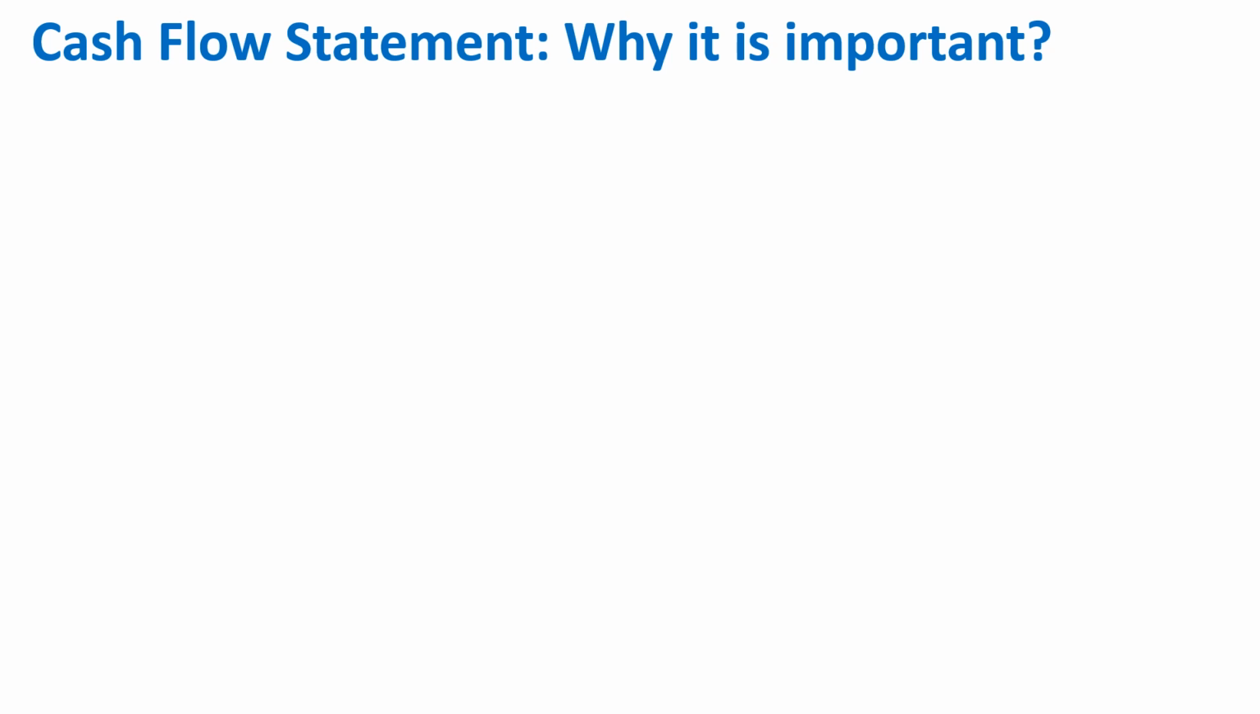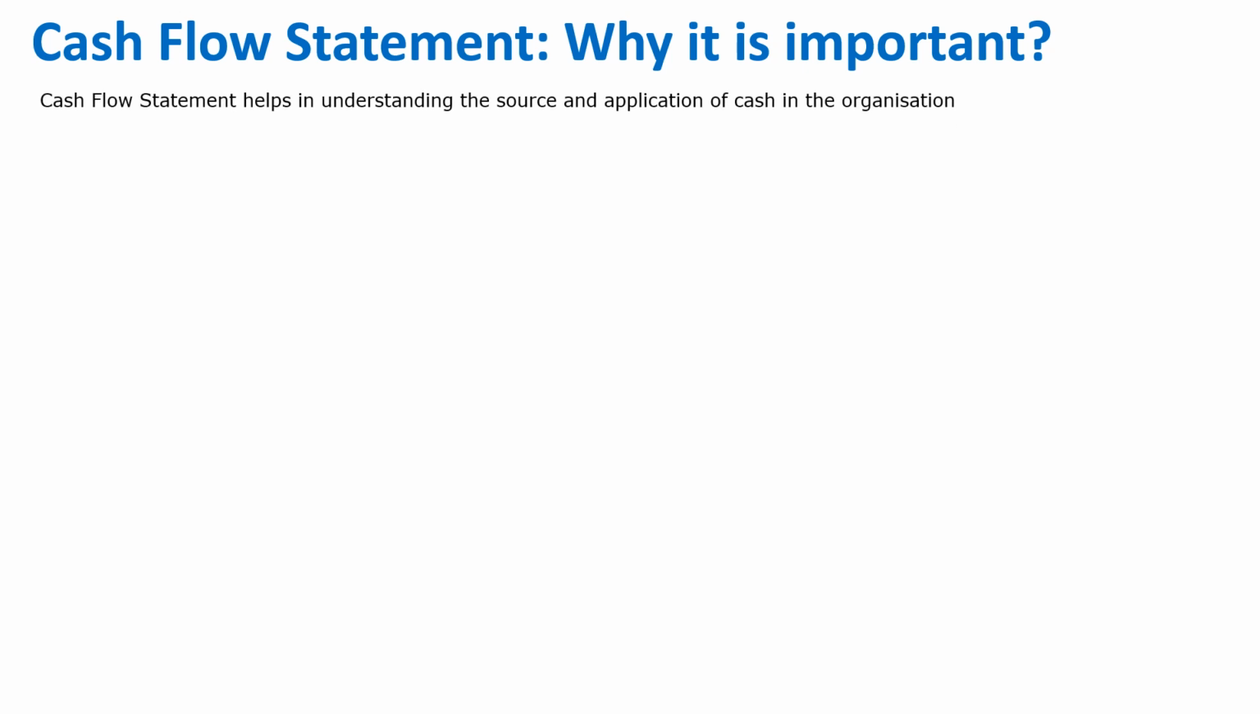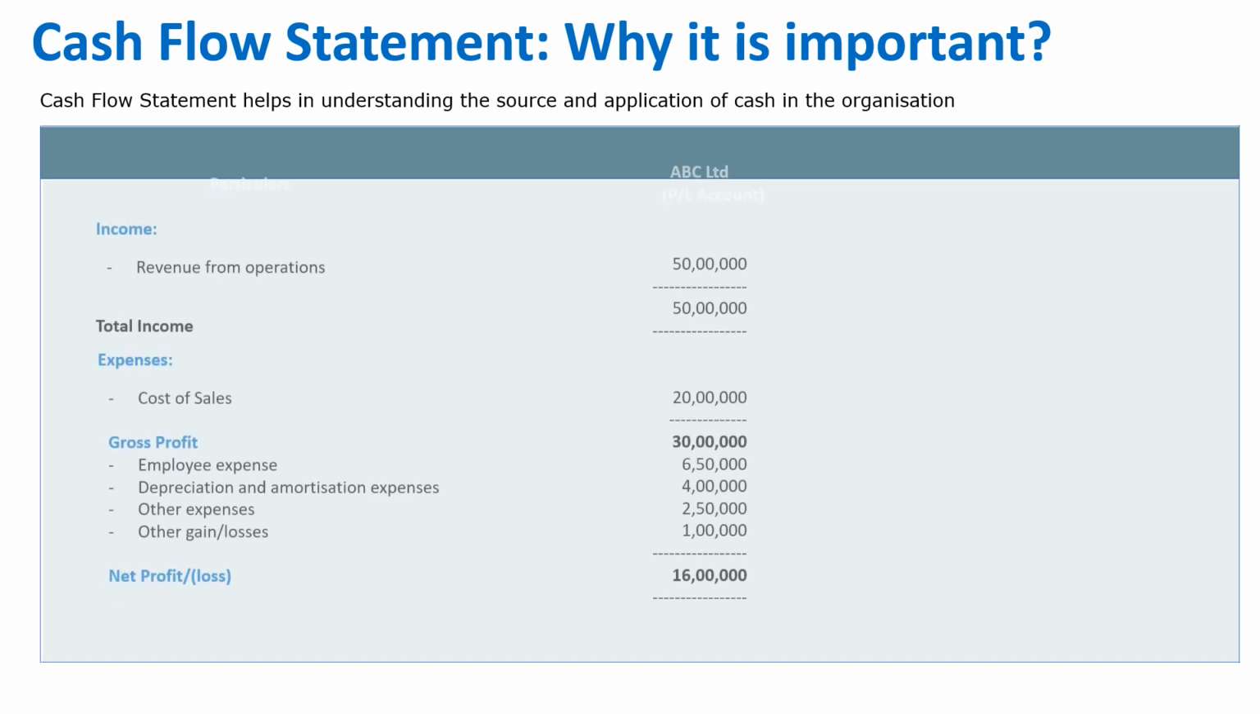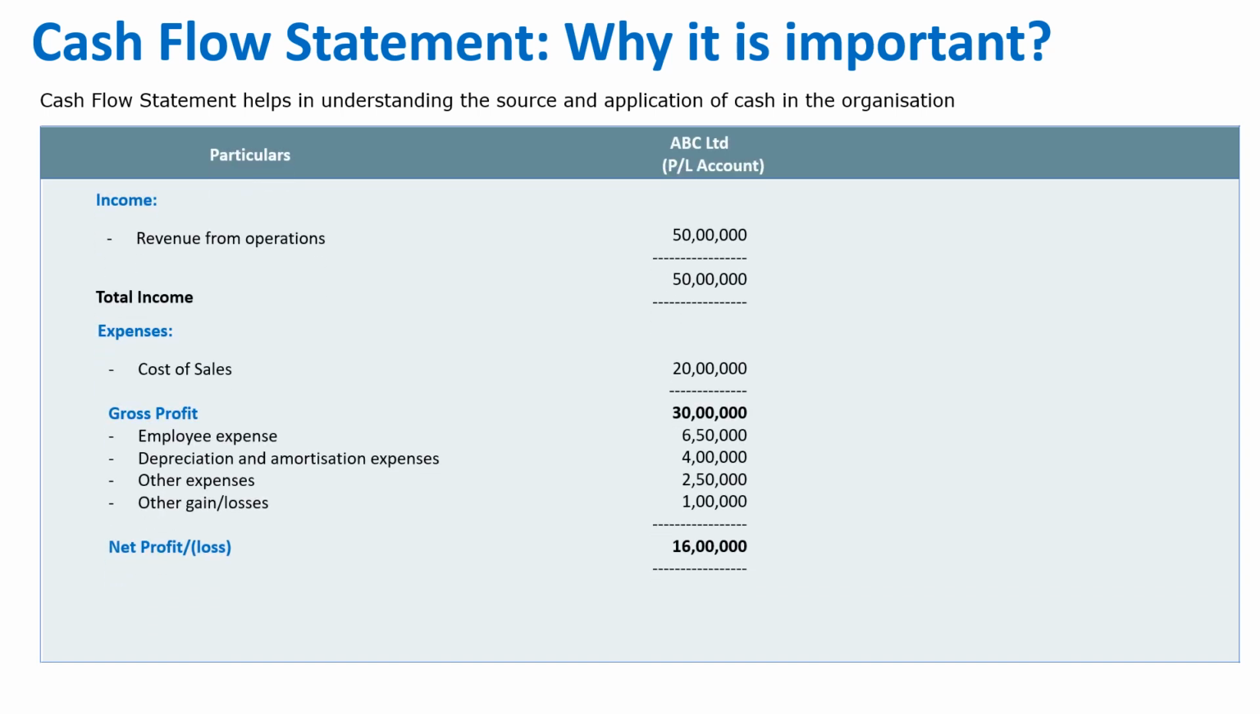Now, let's understand why it is very important. So, cash flow statement helps in understanding the source and application of cash in the organization. Source means the inflows, and application means the outflow of the cash. So here I'm going to talk about one example and I'll show you how cash flow helps the shareholder to understand the position of the company.